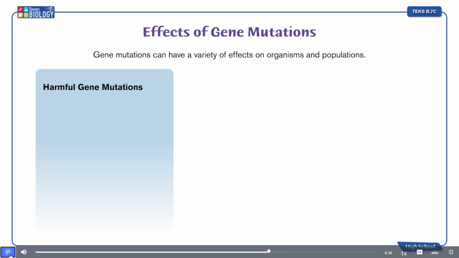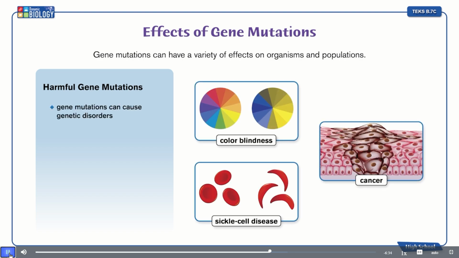Some gene mutations can be harmful to organisms. They can cause genetic disorders that have a significant impact on an organism's functioning. For example, in humans, gene mutations can cause colorblindness, sickle cell disease, and cancer.